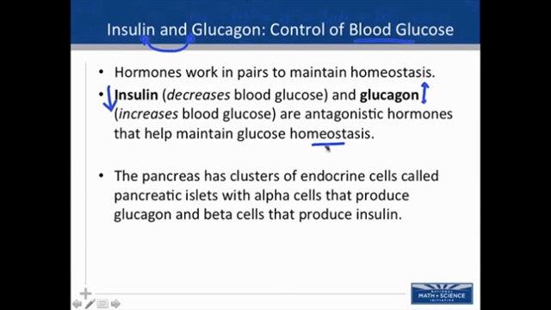The cells that produce these two hormones are found in the pancreas. There are alpha cells in the pancreas, and they produce glucagon. The beta cells of the pancreas will produce insulin. So the pancreas produces two different hormones that touch the process of blood glucose level regulation, insulin and glucagon. I'm going to show you a short video clip that explains the relationship of these two hormones to one another, and hopefully will help you understand how this antagonistic pair of hormones can help maintain homeostasis.